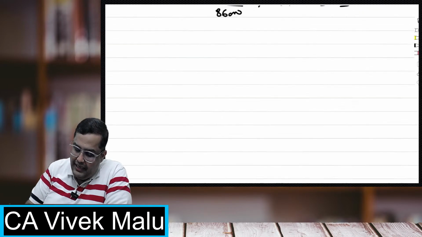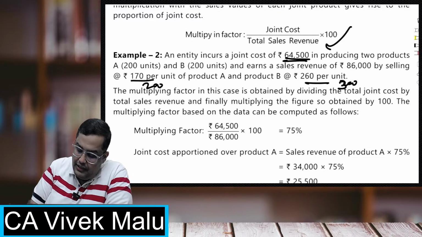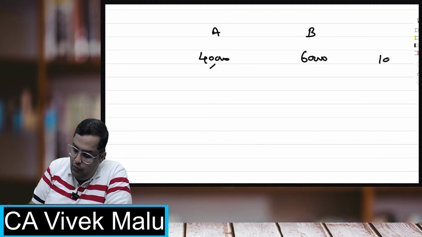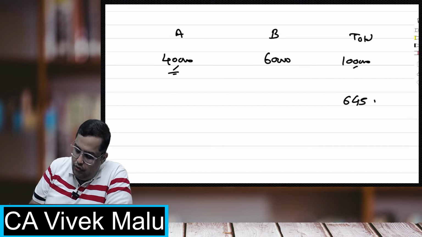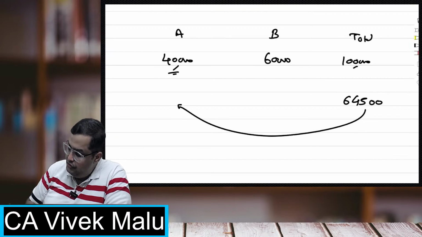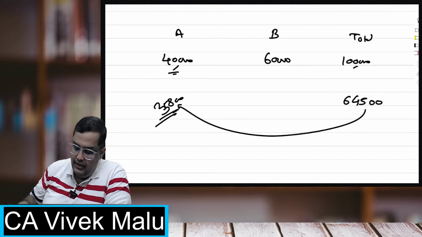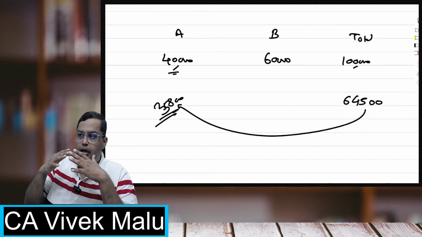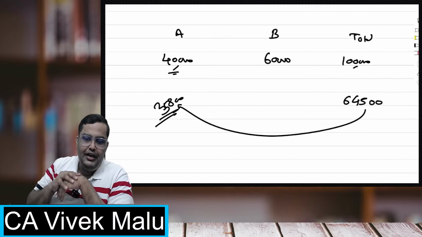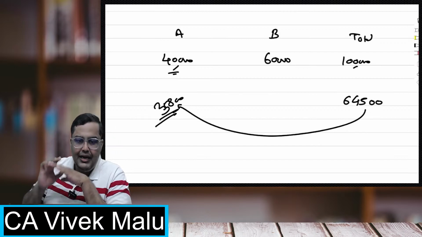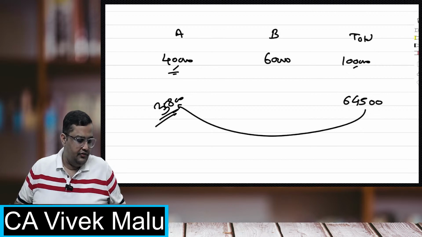What will be the distribution of 64,500 in A and B if I use the market value after further processing? Market value after further processing for A and B: 200 units at 200 will be 40,000. Similarly, 200 units at 300 will be 60,000. Total 1 lakh. So out of the total of 1 lakh, 40,000 is of A, that is 40%. The joint cost is 64,500, so 40% will belong to A. 64,500 into 40% is 25,800 for A. In this method we are taking the sell values after the split off, the market rates after further processing. It's a very simple question. Perfect, Samita.